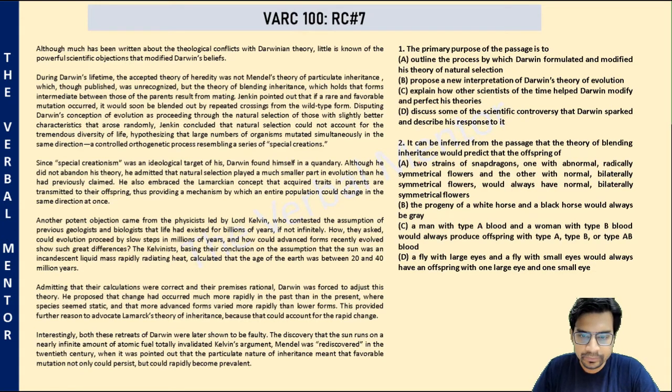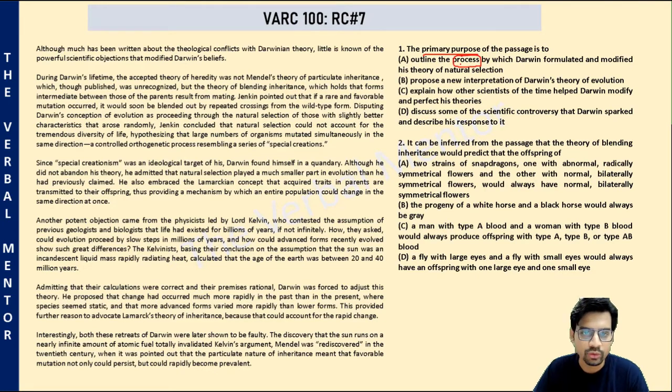Question number 1. The primary purpose of the passage is to do what? Option A, to outline the process by which Darwin formulated and modified his theory of natural selection. Tempting choice for some of you.